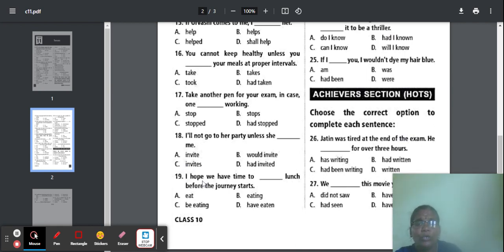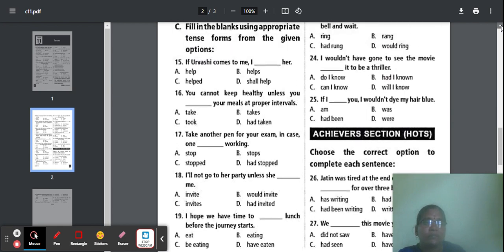Next, I hope we have time to dash lunch before the journey starts. So before the journey starts, I hope we have time. So time to dash eating. And one more thing also, have we studied gerund and infinitive? Gerund means verb plus ing, that is eating, that is gerund. Infinitive means to plus verb, to eat. Here to comes. So like that also we can find out the options. So the answer will be to eat. Option A is the correct one. To eat lunch before the journey starts. So it is not starting.